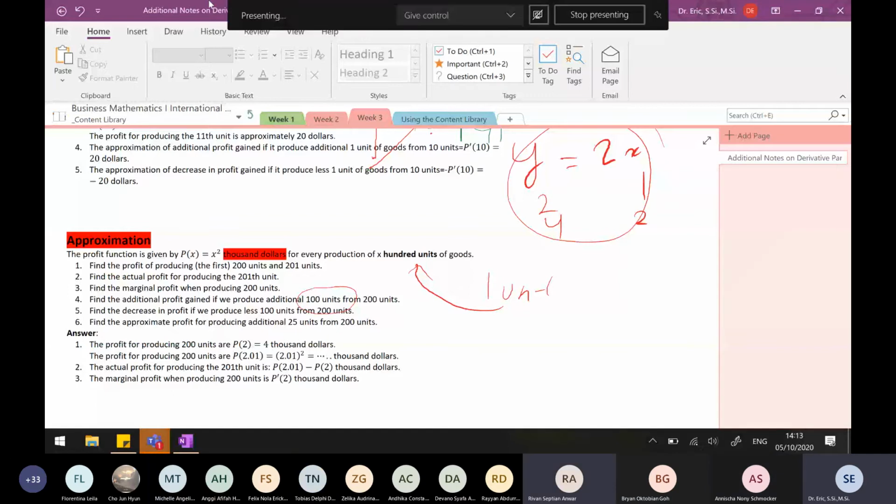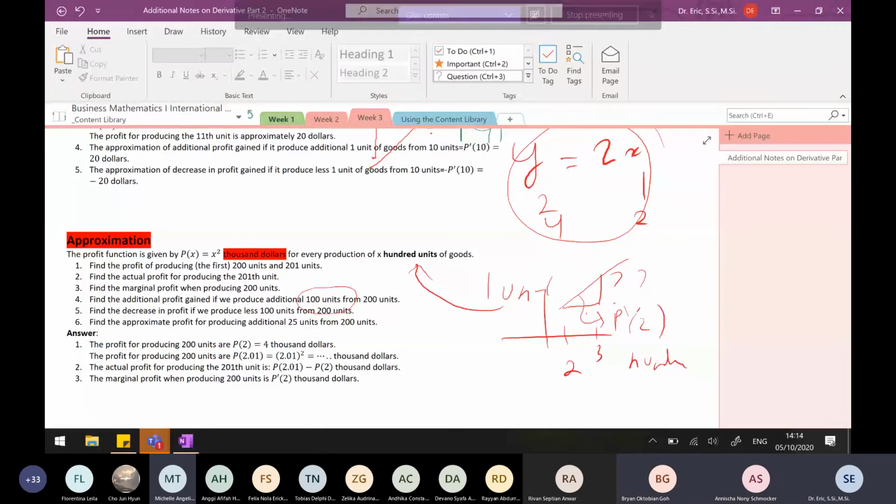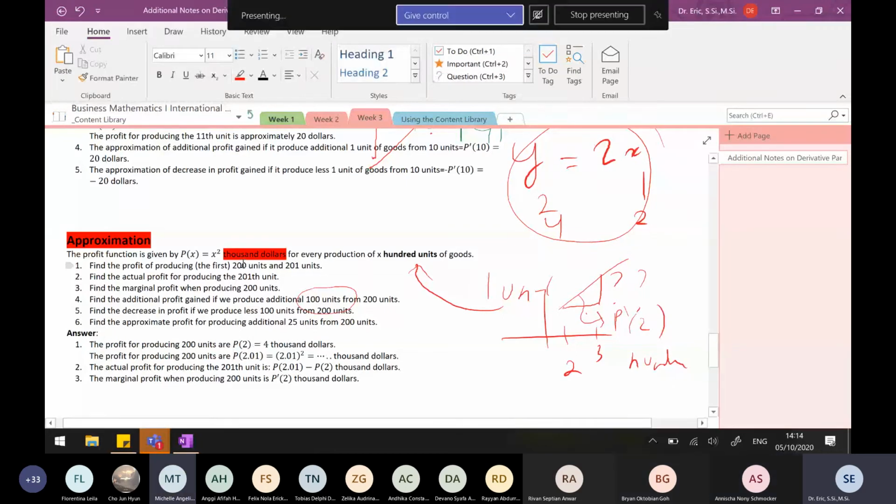$2,000. Yeah. So you have, this is X equals 2. Don't forget, this is in 100. For every additional 1 unit, that is 3, what is the additional profit gain? Okay, this one, and it is given by the approximation P prime 2. Find the additional profit, the approximation.